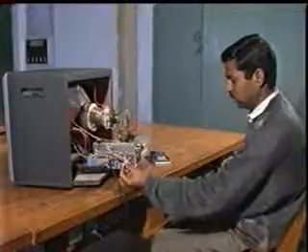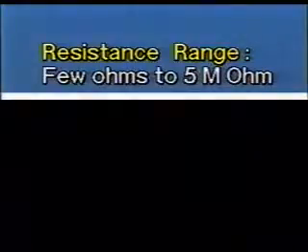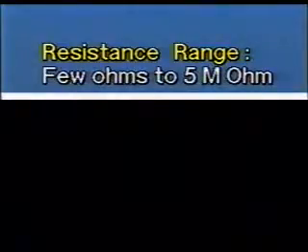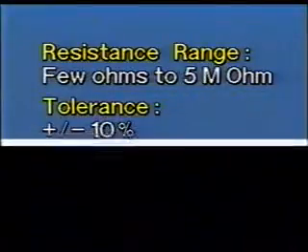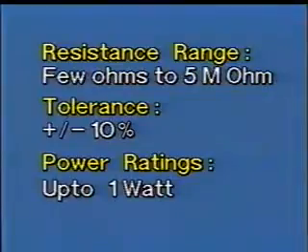Trimmer pot is used as a set me and forget me pot. Hence, these pots are usually set once. Trimmer pots are available as single and multi-turn units. These pots have a resistance range from a few ohms to 5 mega ohms with tolerance plus minus 10% and power rating up to 1 watt.